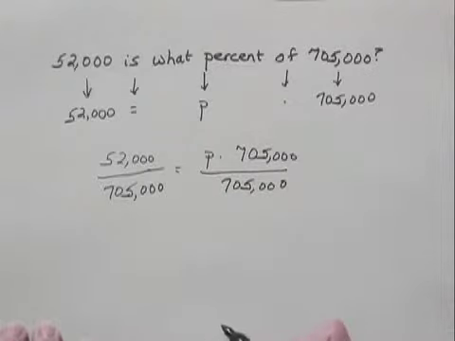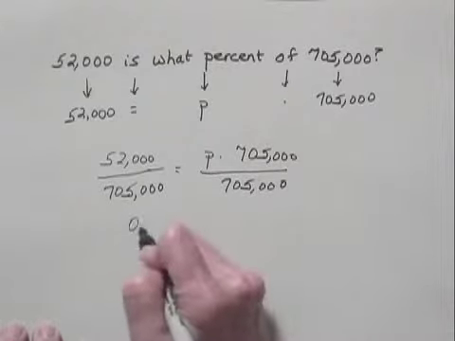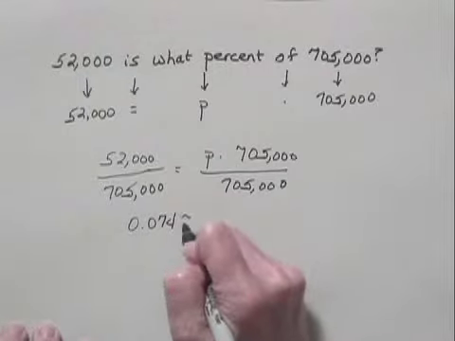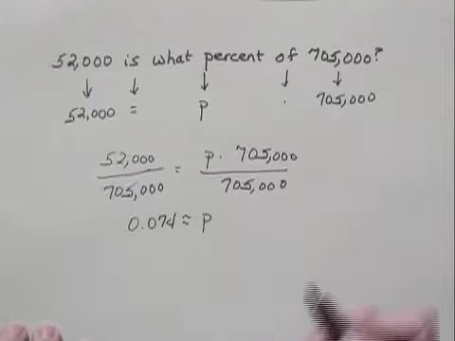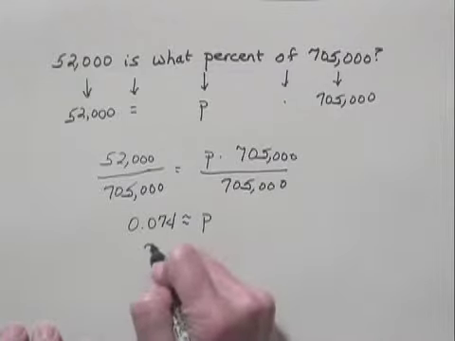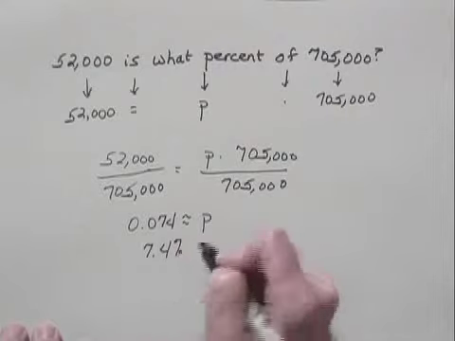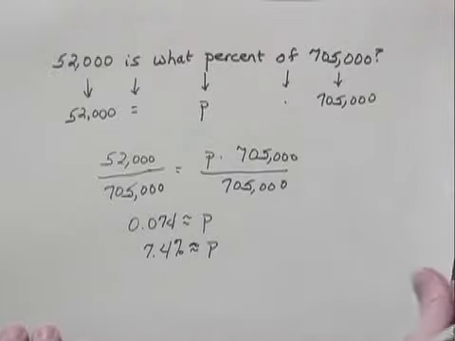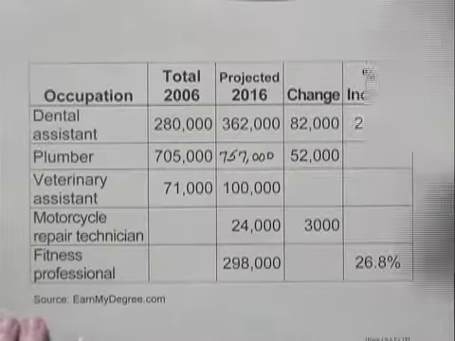When I do the computation on the left-hand side, I get 0.074 rounded to 3 decimal places. So this is approximately equal to P. We want to express this as a percent, so we'll write percent notation. We would say that 7.4% is approximately equal to P. So that's our percent of increase.